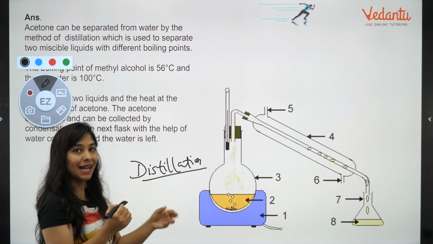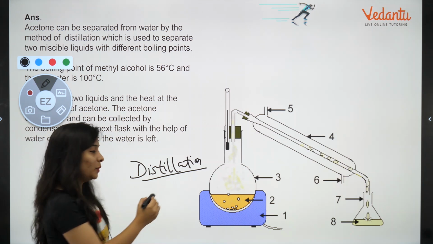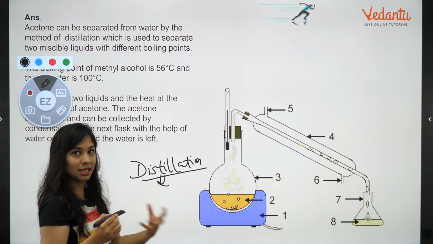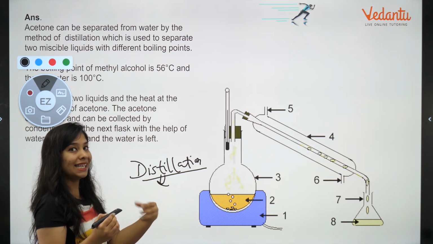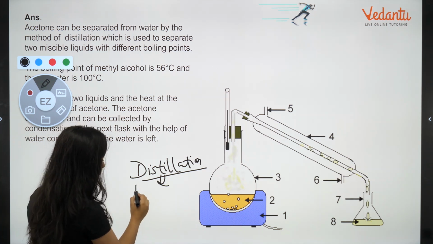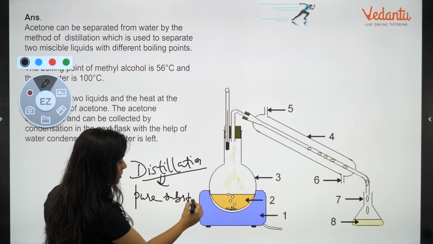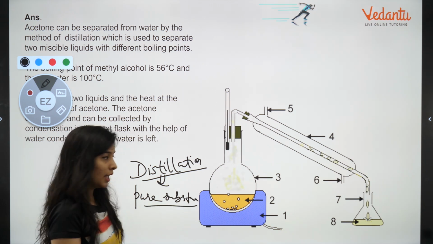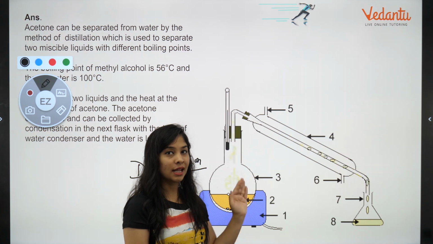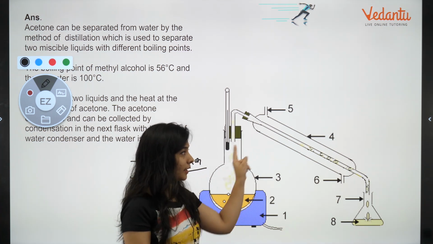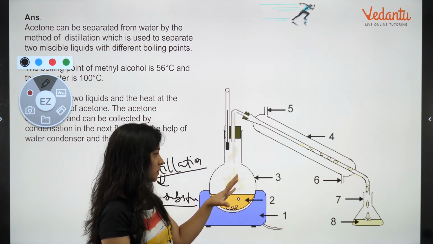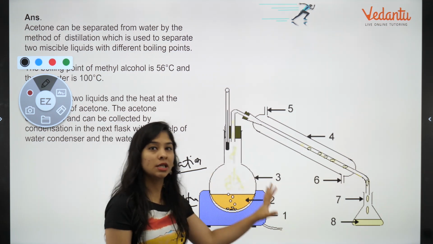What does the word distillation mean? Distill out. Distill out means to get a pure substance. Distill out means you are getting a pure substance. So the term itself means that you are getting a pure substance, pure liquid. Now how will you do it? That's the most important question. What do you see in this whole apparatus? This process is known as normal distillation.